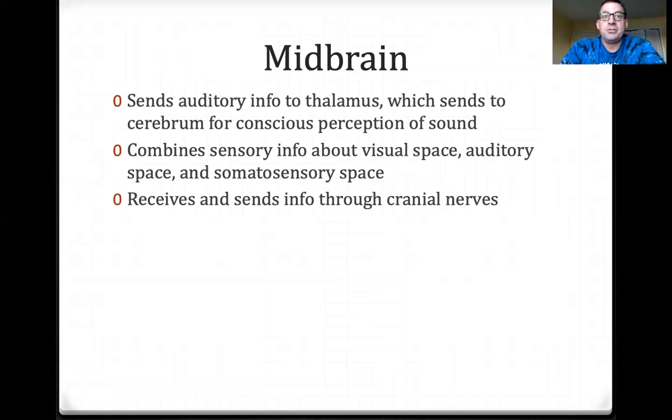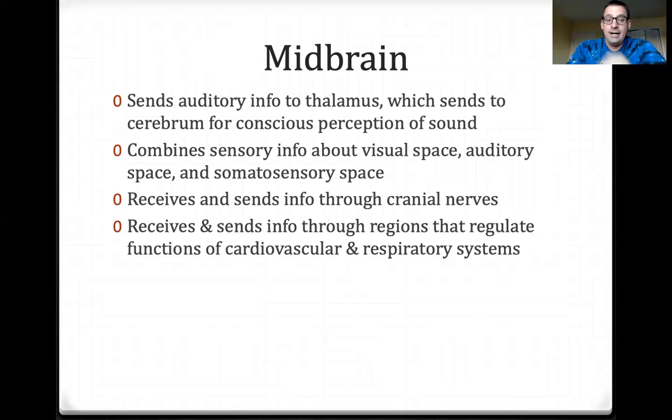All right, the midbrain also receives and sends information through some of our cranial nerves. The cranial nerves are responsible for doing a lot of really important things like moving our tongue, our sense of taste, moving our facial muscles, producing tears, moving our eyes, receiving visual information, receiving auditory information, controlling our balance. Some of our cranial nerves send information to the midbrain in the brainstem, and then the midbrain sends information back out through those same cranial nerves.